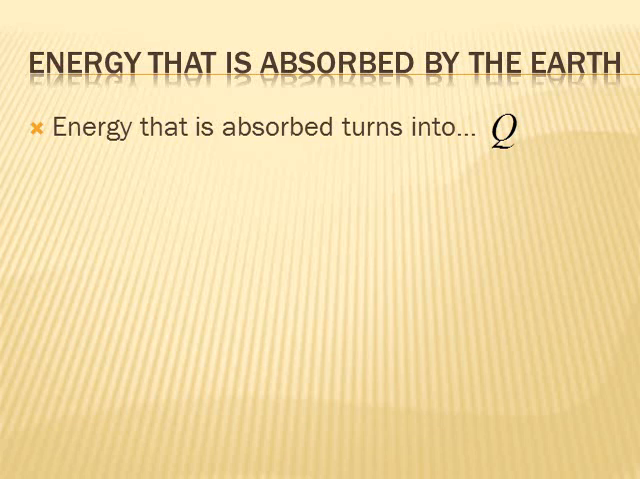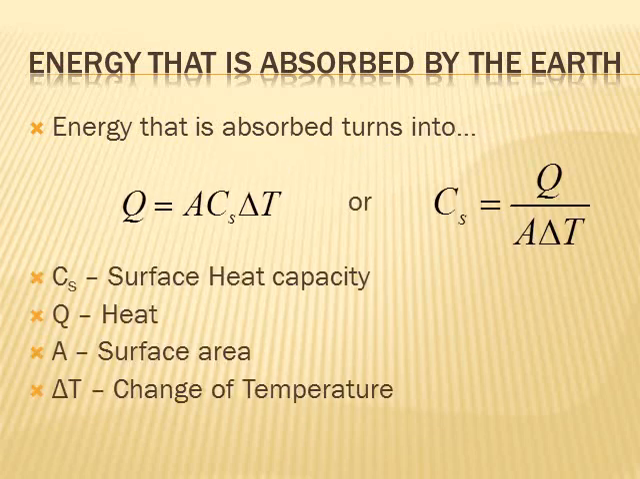And we can calculate the rise of temperature of the Earth with an equation. We've already seen this equation, right? The equation that relates change in temperature with heat. The equation was Q is equal to MC delta T. This equation is going to be very similar to Q is equal to MC delta T, but ever so slightly different. It's Q is equal to AC delta T instead of M.